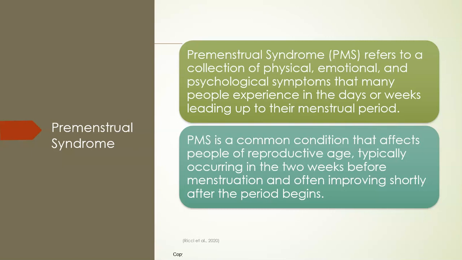For physical symptoms, it may include breast tenderness. So before the period comes, they may feel that the breasts are getting tender. They may have abdominal bloating, fatigue, low energy, joint or muscle pain, and sleep disturbance. For emotional and psychological symptoms, they may have mood swings, irritability, anxiety or tension, depression or feelings of sadness, difficulty concentrating, crying spells, and even social withdrawal. So those are some of the things that come with PMS.